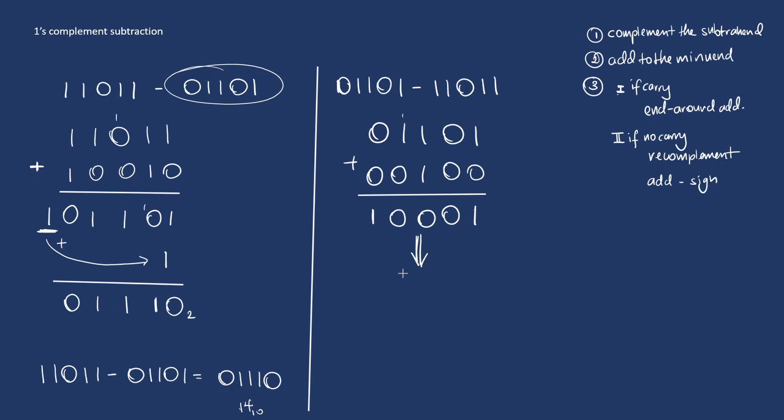We take the 1's complement again to get the number in binary. So that's 0, 1, 1, 1, 0 in base 2. And we add a minus sign. So you can see that it logically adds up.